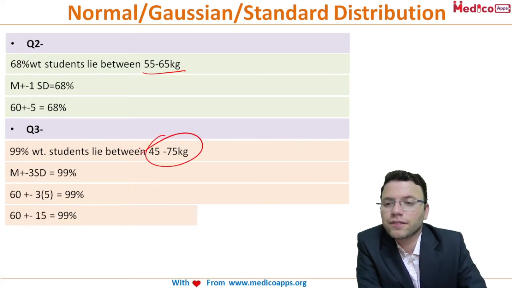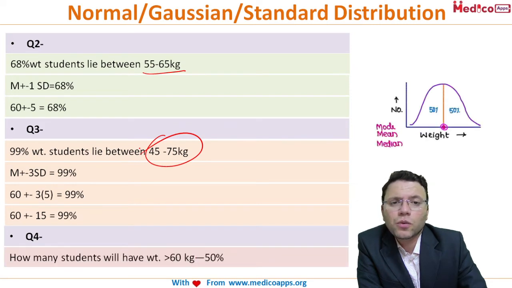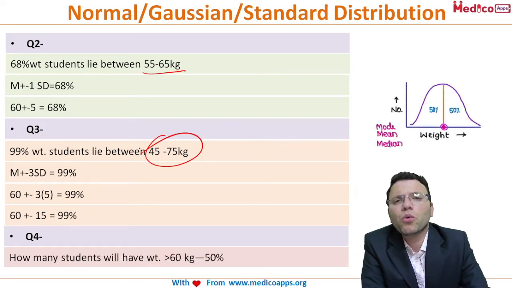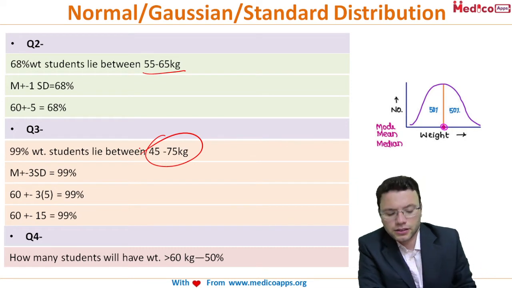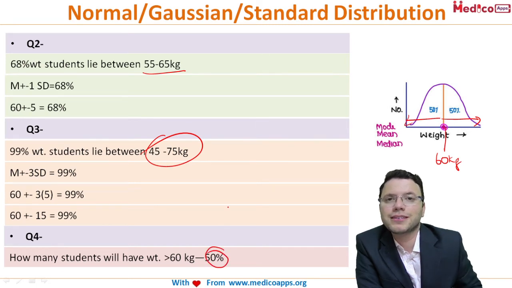And the fourth question is a very different one, which says how many students will have a weight more than 60. If that is asked, you can just refer to the graph that I showed in the beginning. We already know that this is the mean, that is 60 kgs, right? So we know 50% of them will be more than this, and 50% will be less than this. They're just asking how many will be more, 50%.